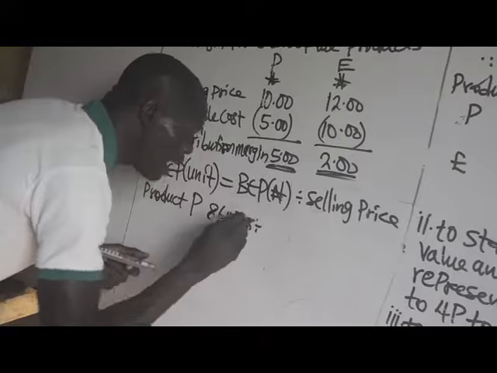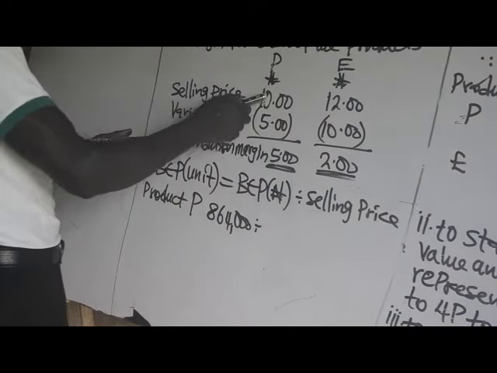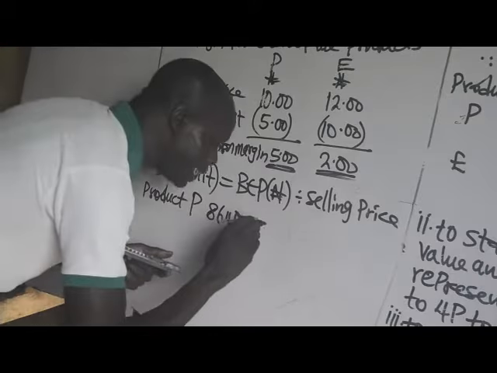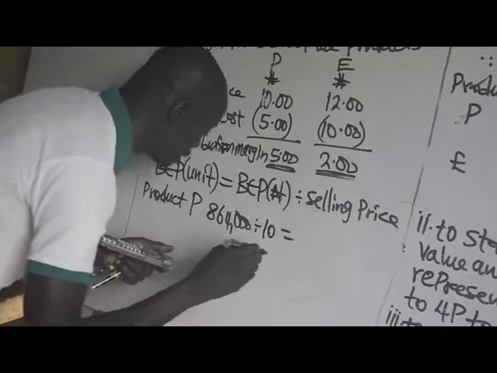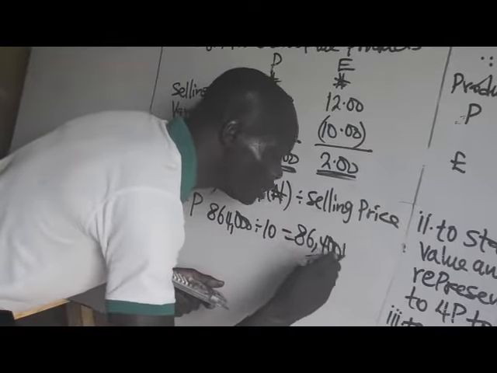864,000 divided by the selling price of product P. The selling price of product P is 10 Naira, so 864,000 divided by 10 Naira gives us 86,400 units.